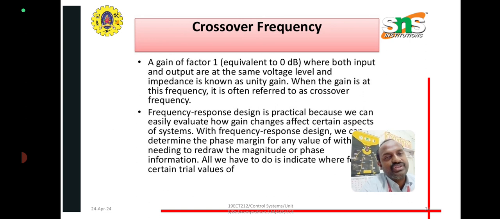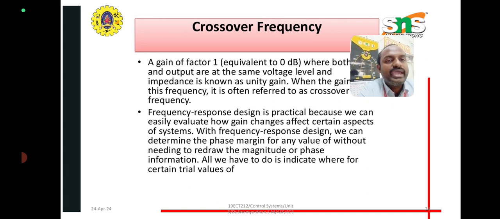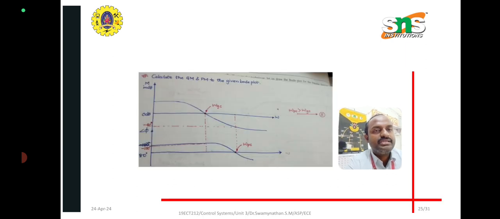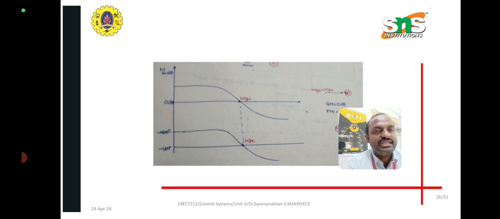Next, the crossover frequency for a gain factor of 1, where both the input and output are at the same voltage level, is known as unity gain. So the same level is called unity gain. And in the frequency response in practice, we can easily evaluate how gain changes affect certain aspects of the system. So this is called the gain crossover frequency. This is an example of the gain crossover frequency level.